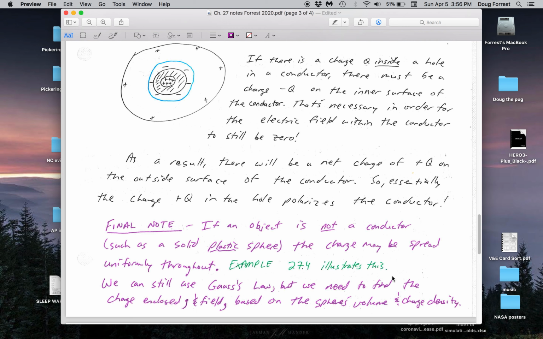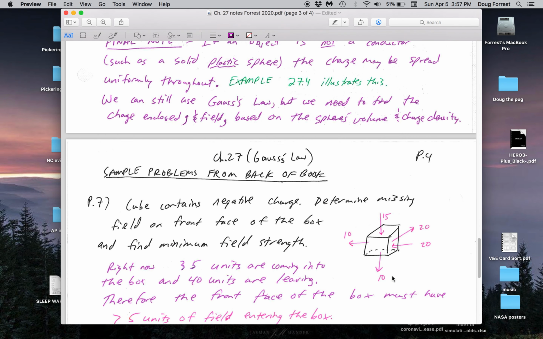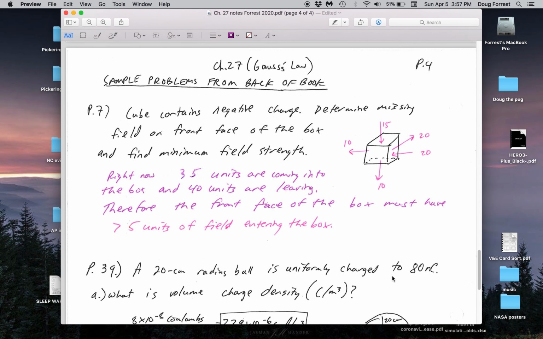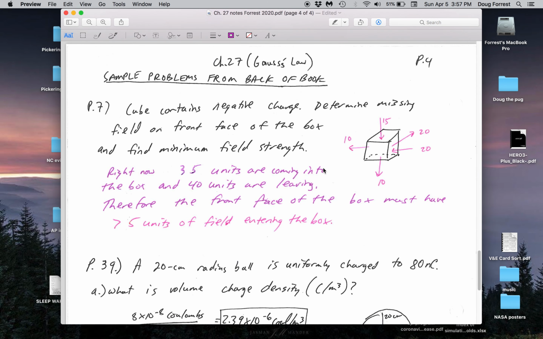Example 27.4, which is on pages 796 and 797, illustrates this. The diagram 27.25 does a really nice job, and I'm going to try to explain that as well. That's actually very analogous to a gravitational field with the Earth, where we would assume that the mass would be uniformly throughout the sphere of the Earth. That's a little bit of a lie because the Earth's density is greater toward the center. And I usually do an example of that in class for us to think about it.